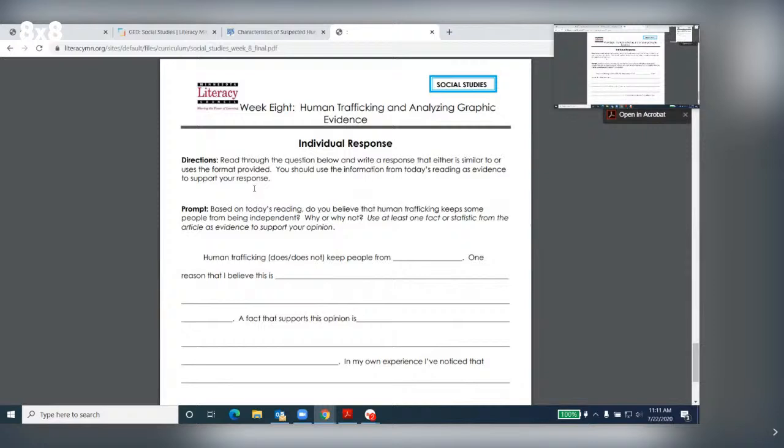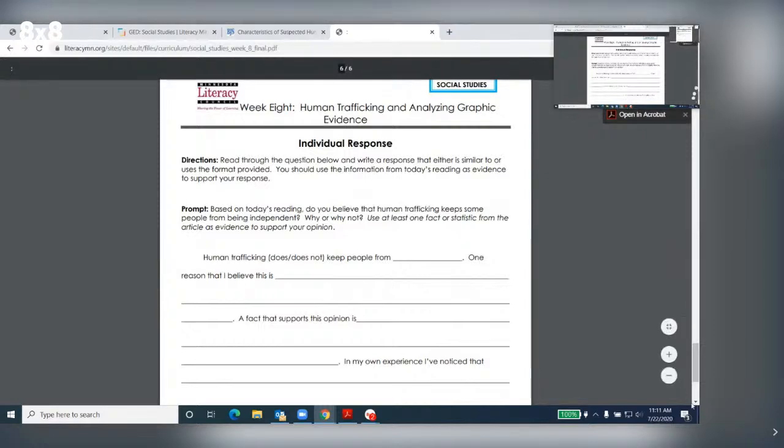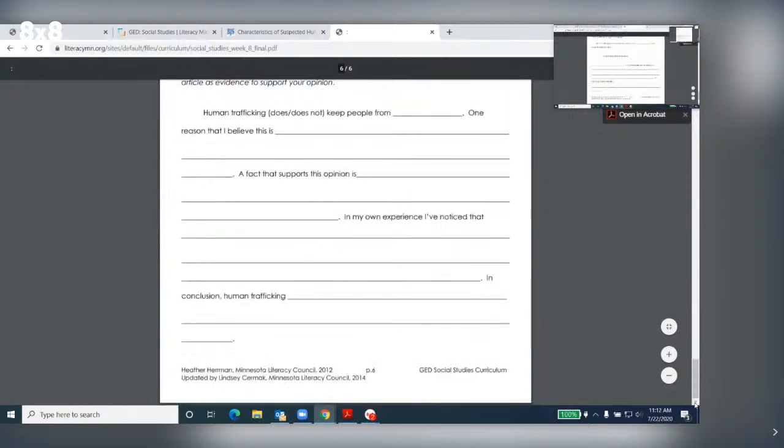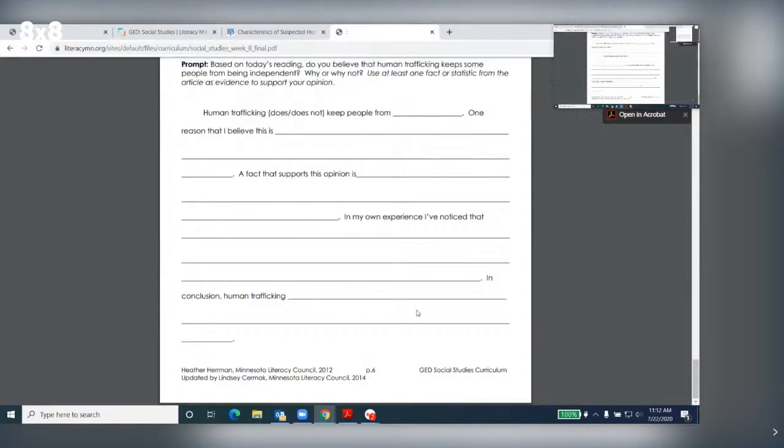So you're going to say either human trafficking does or does not keep people from basically being independent. And you can pick either side. And one reason I believe that is, you can take something out of the article, a fact that supports that, you're going to use a fact. And then it says, in my own experience, I've noticed, and then you can just give your personal opinion. In conclusion, human trafficking, you're going to say whatever you say it is, bad for whatever reason you think that. I mean, if you think it's good, you can certainly take that opinion. It might be a little harder to support, but you can certainly take that stance if you want.